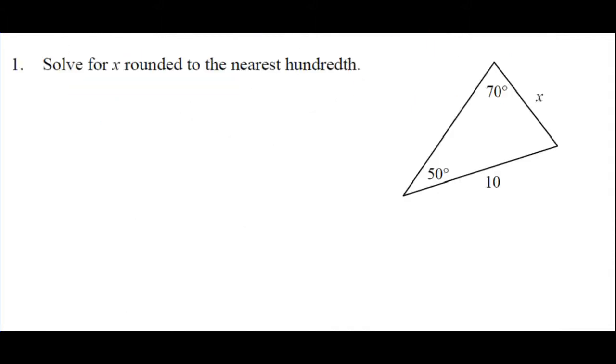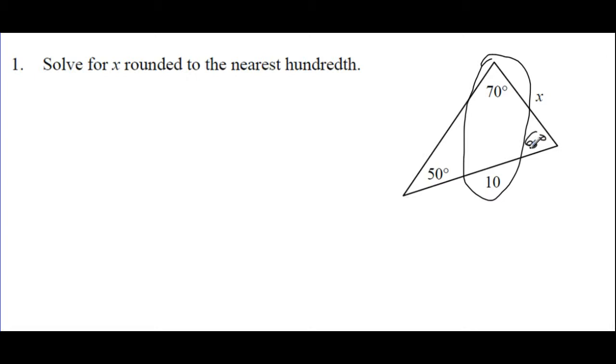Alright, solve for x rounded to the nearest hundredth. If you're given 2 angles, so here's our known pair, right? And this is the other angle. We can always figure out this angle, right? I mean, it's 60 degrees because we know that all three have to add to 180. So if you're given two angles and any one side, you can always use the sine law, because given two angles, you pretty much have all three angles.